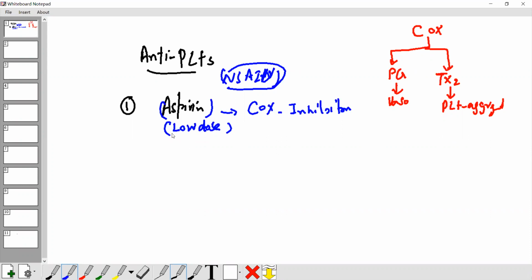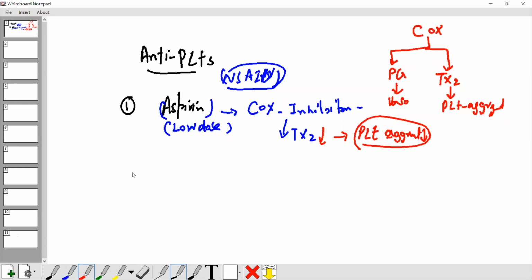A low dose is working against platelets. It is a cyclooxygenase inhibitor here. So what happens? Thromboxane production decreases, and platelet aggregation will decrease. Okay.